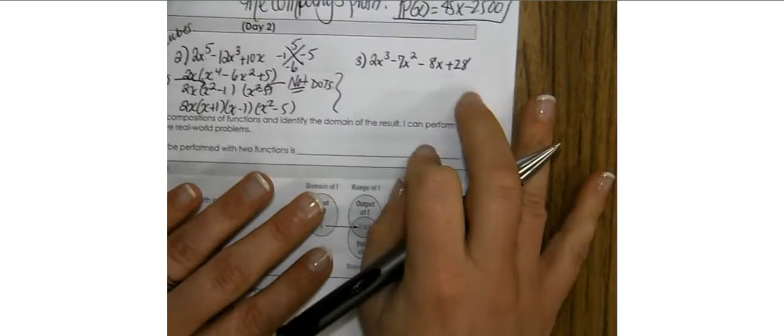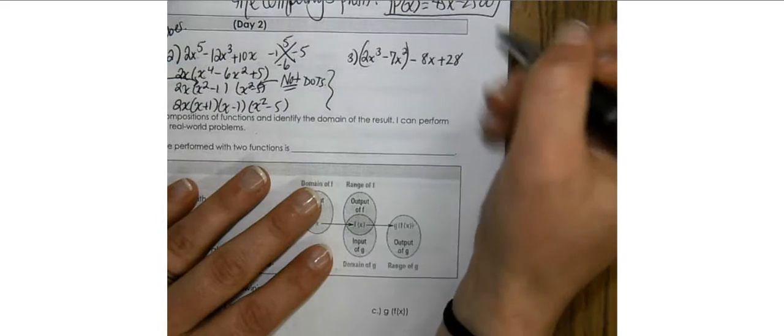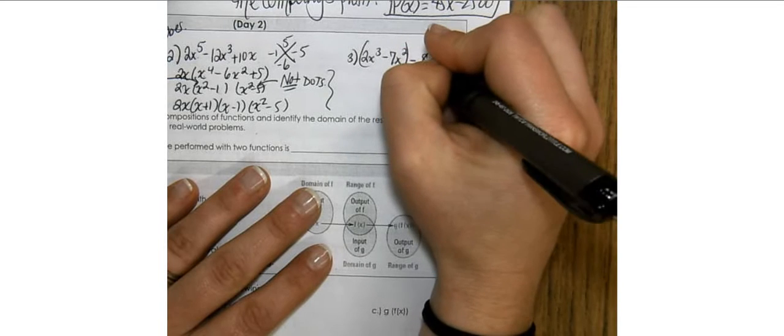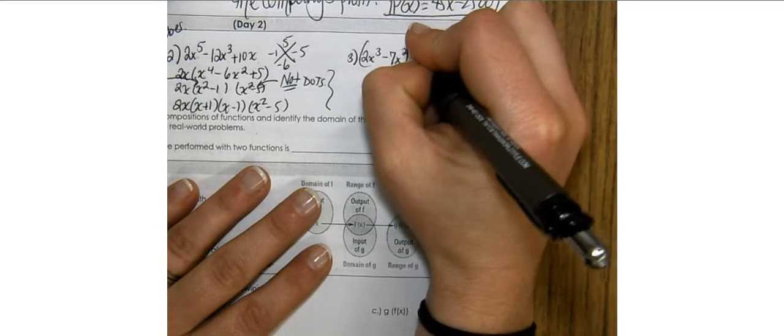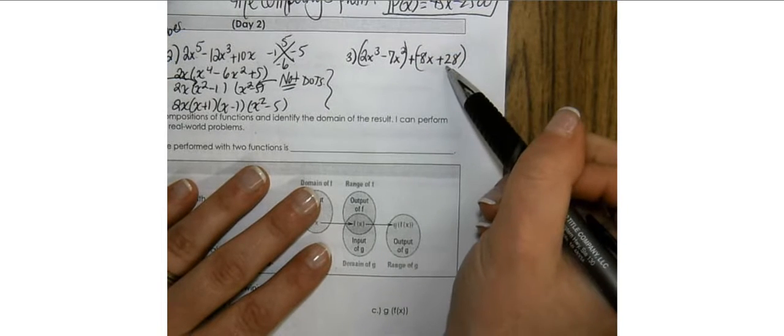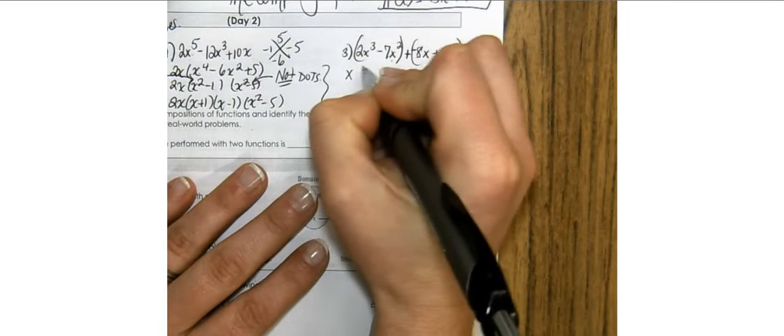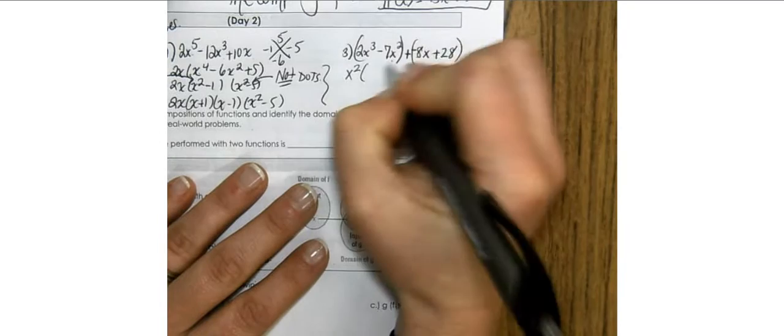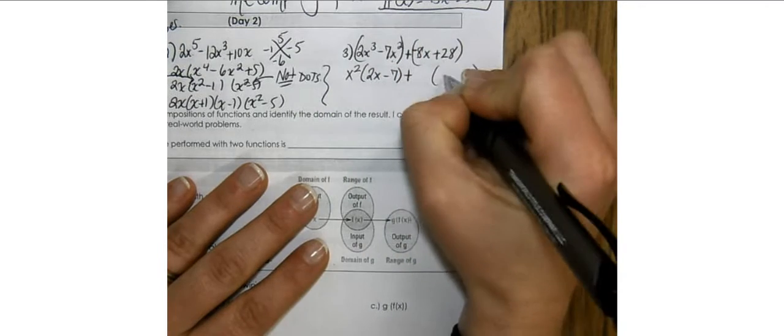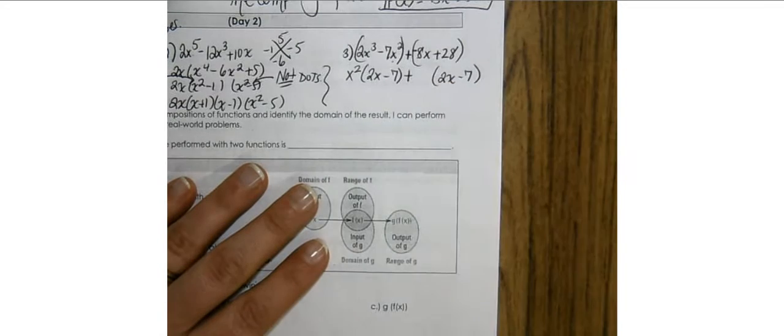Next, we have number 3. Whenever you see 4 terms, immediately try factoring by grouping. So I'm going to put parentheses around the first 2 terms. I'm going to change that middle sign to be a plus negative, and I'm going to put parentheses around the negative 8x plus 28. Now I'm going to factor out the GCF, and 2x cubed and 7x squared have in common an x squared, with our leftovers being 2x minus 7. Plus, if I do this correctly, I should end up with a 2x minus 7 in the other parentheses.